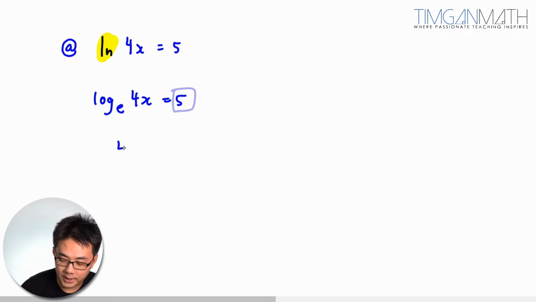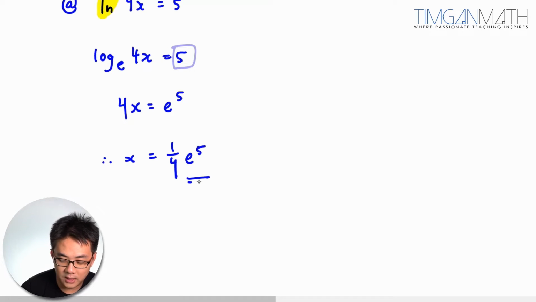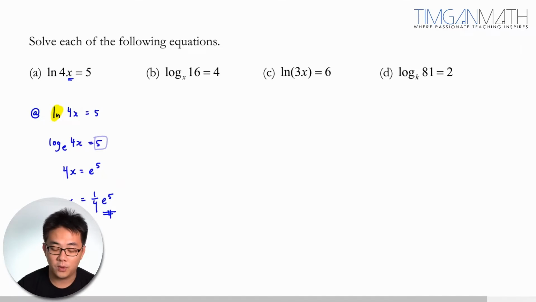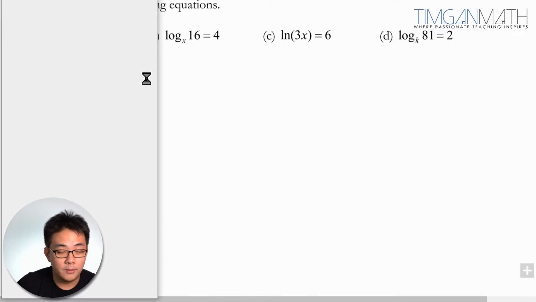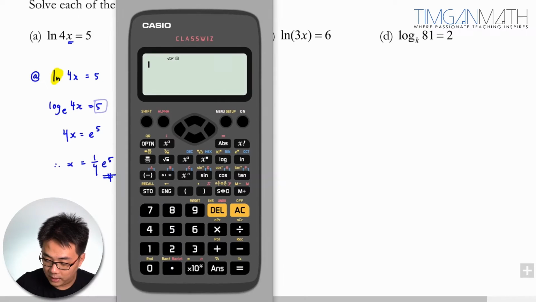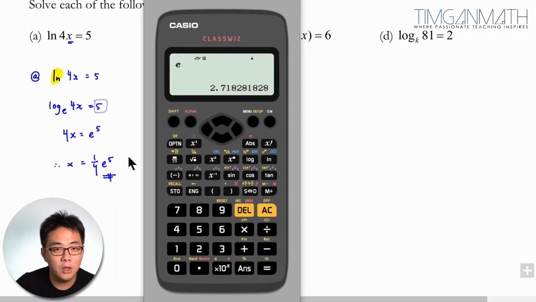Or you could write 4x equals e to the power of 5. It's fine. From here we change to index form, so x will be 1/4 e to the power of 5. This is the answer for your first question. You can leave it at 1/4 e to the power of 5. e is actually a constant, so if you key in the calculator, alpha e is a constant. When you write e, we understand it's an exponential constant, also called Euler's constant.